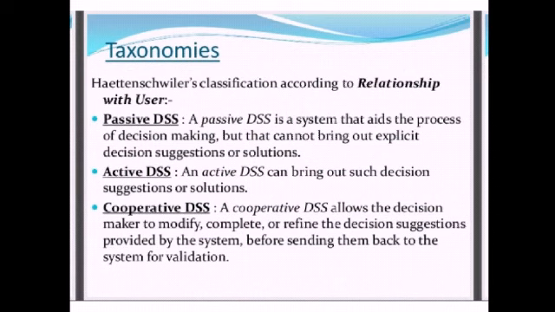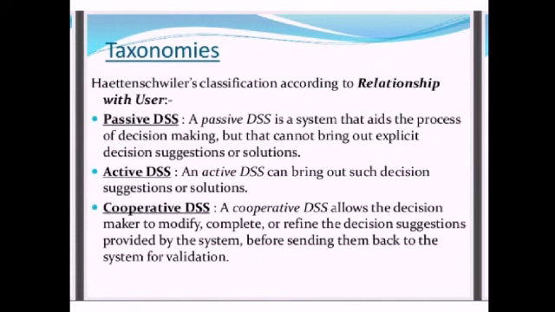Taxonomies means various concepts related to DSS given by different thinkers in the field of MIS. According to Hudson-Viller's classification and relationship of DSS with user, a DSS can be passive DSS. The characteristic of passive DSS is that it cannot bring out explicit decision suggestions or solutions. Means it supports decision making, but it doesn't provide suggestions or solutions to the user.